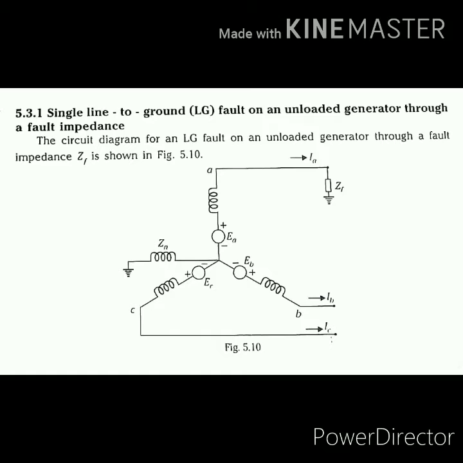So here we also have to include an impedance between the faulted points. Okay, in this situation also the analysis is carried out in a similar way as we have discussed in the previous section, but the fault impedance is included at appropriate points. Now the first one is single line to ground fault on an unloaded generator through a fault impedance. So as you can see in diagram 5.10, we have also included an impedance ZF.